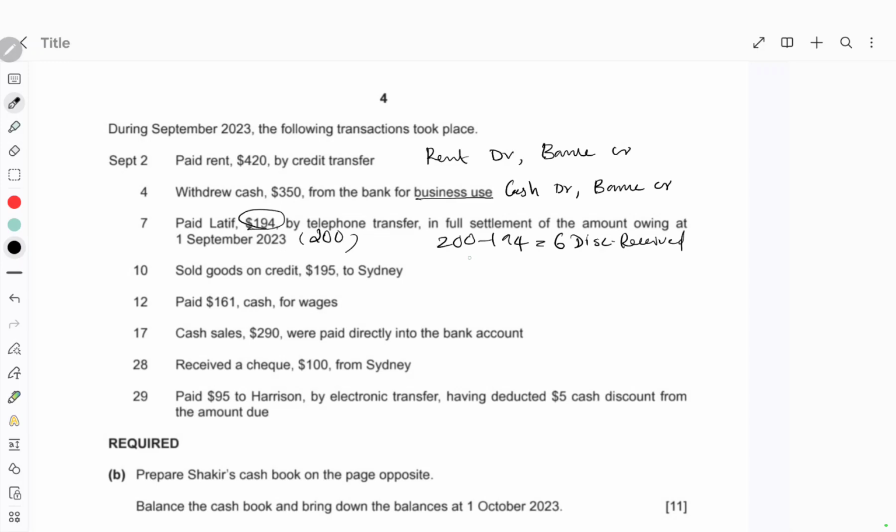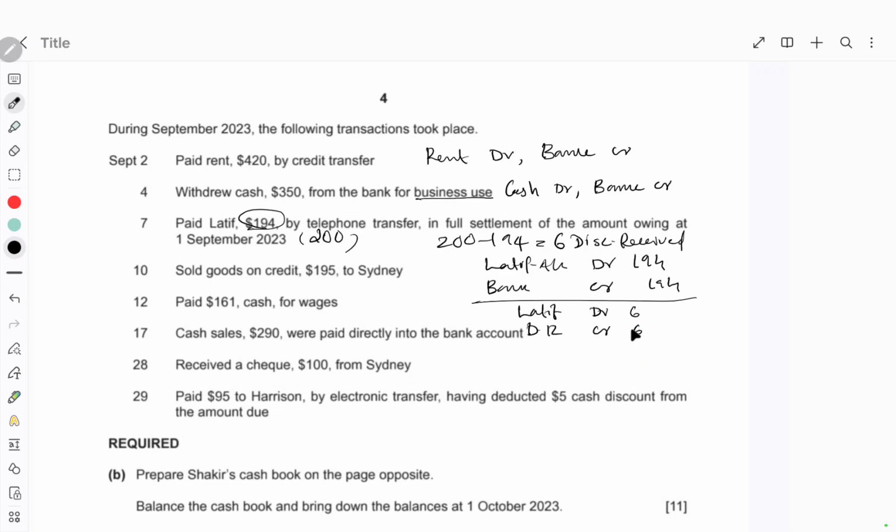So the double entry is payment, right? We are paying with bank transfer or telephone transfer. It means bank is credited. So Latif account will be debited, bank account will be credited, isn't it? The payment will be 194, right? Same, we know that there is one more entry, Latif account debited, discount received is credited because it's a revenue, that is $6 also, right?